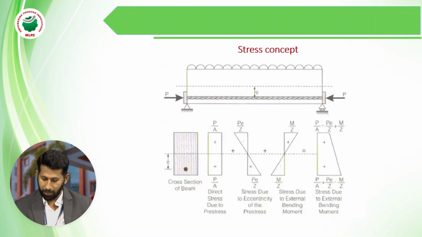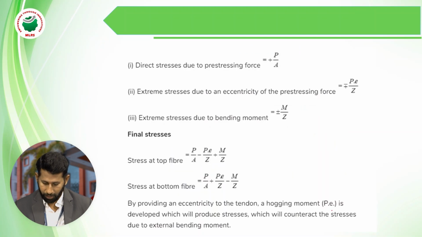See the diagram. This is the load applying the direct stress. This is the eccentric loading. This is the moment due to the external bending moment. So the top fiber and bottom fiber. To see the formulas, thank you.